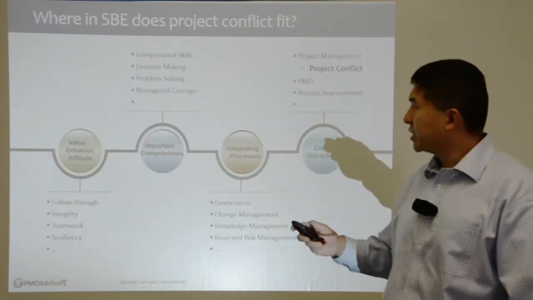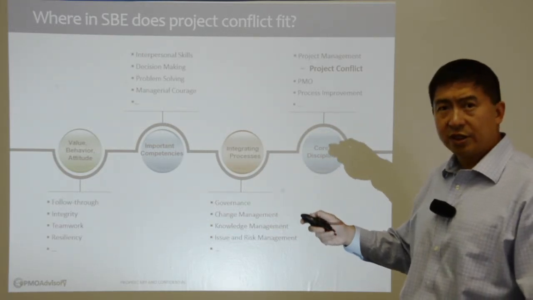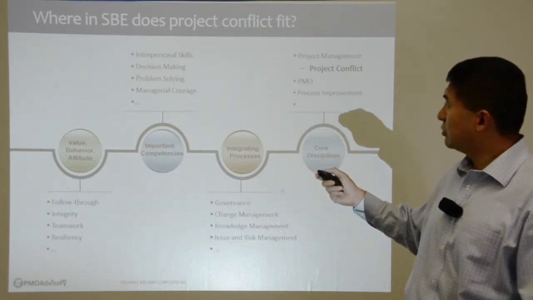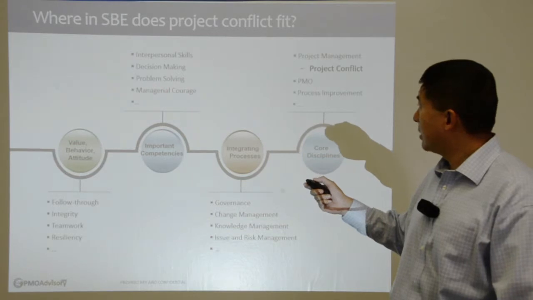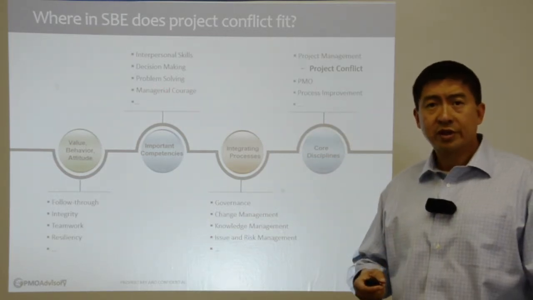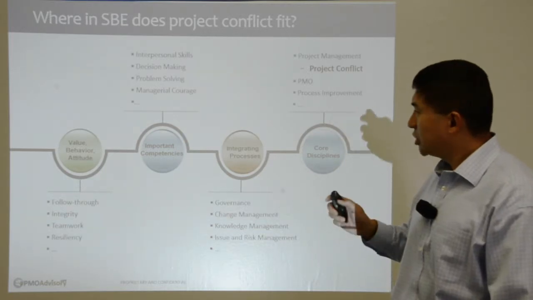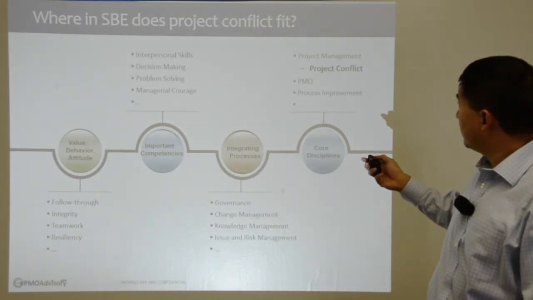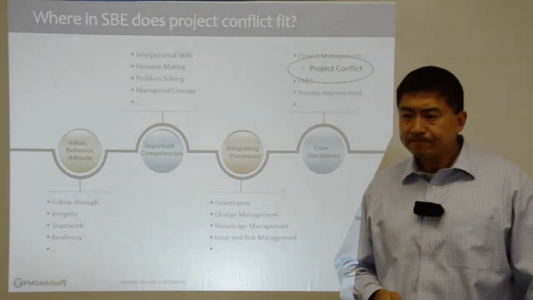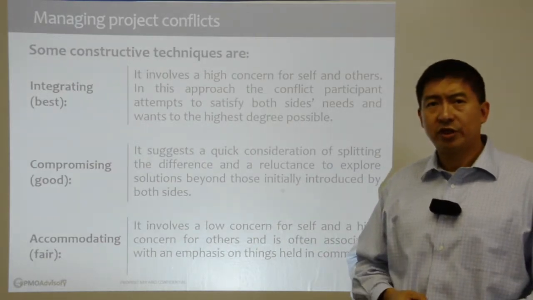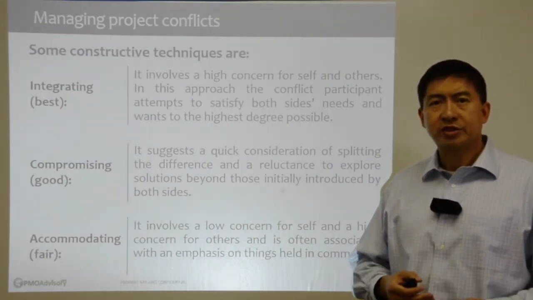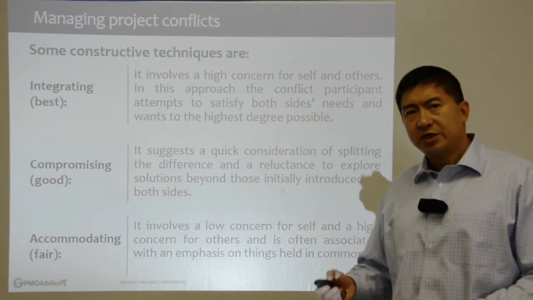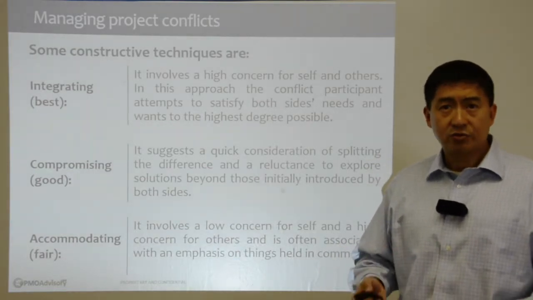disciplines. And on the next slide, you could see a little bit more detail that dives into the deeper side of the framework. For example, under important competencies, we have interpersonal skills, decision-making, problem-solving, managerial courage required for business execution. Project conflict in our framework is under core discipline, project management, and here you have project conflicts. Now, in part 1 of the project conflict, we primarily focus on what is project conflict, what are the positive and negative aspects of project conflict. In today's piece, we're going to focus on how to manage project conflict.